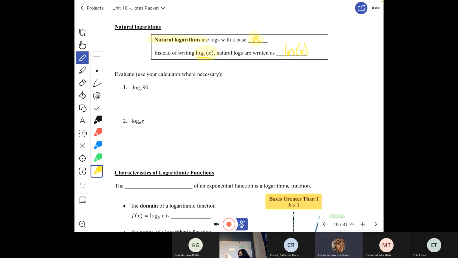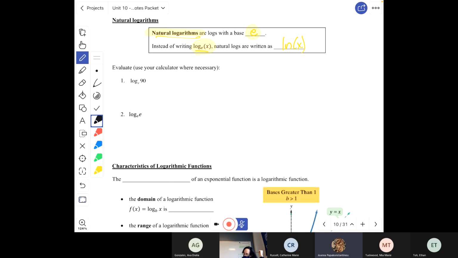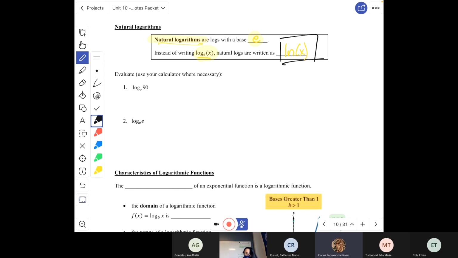ln, and there's an ln button, it's the second function to your log button on your calculator. That means you are dealing with a natural logarithm. So common log is base 10, natural log is base e. If I give you this notation, you need to be able to realize that I'm dealing with log base e. I'm not going to write log base e. I'm going to write ln, natural log. So this first example here would be natural log of 90.